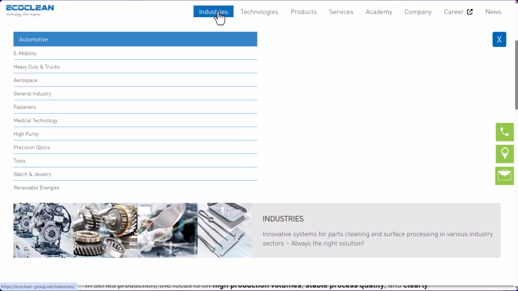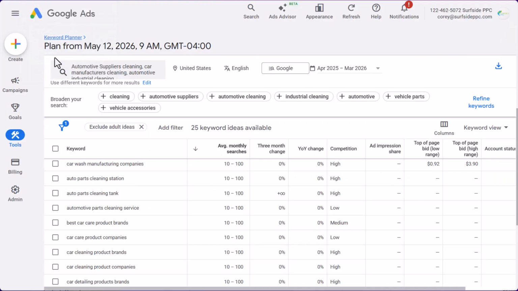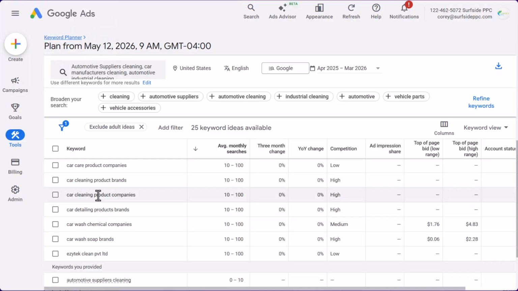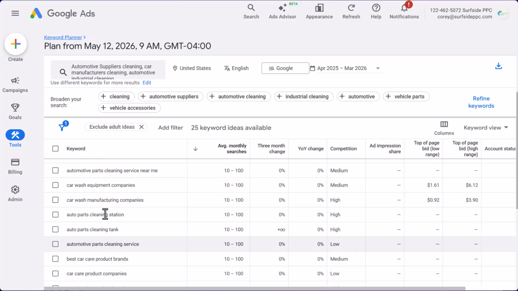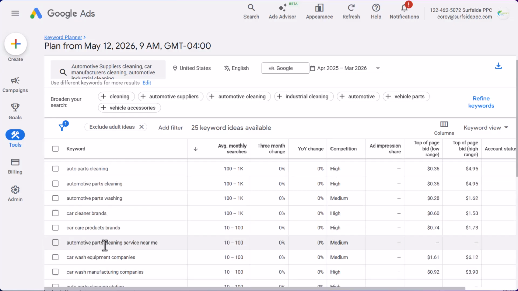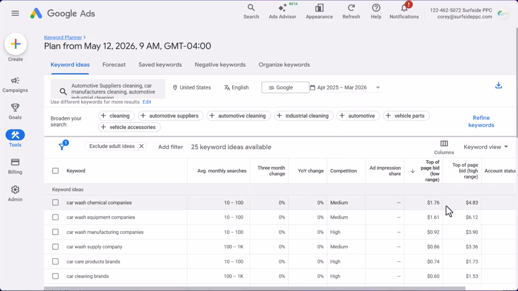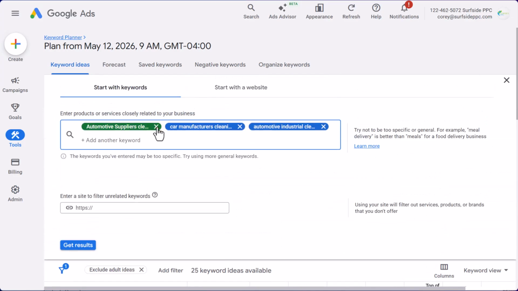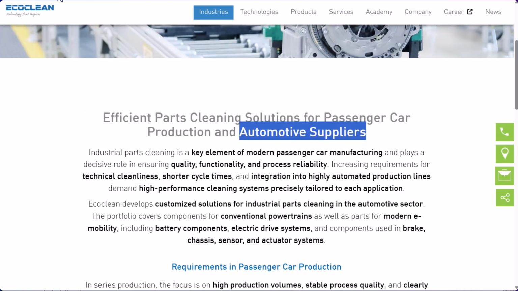But this is the hard part with keyword research at times, is they want to target parts cleaning solutions for automotive suppliers. And a lot of these are really car cleaning product companies, car cleaning product brands, automotive parts, car wash manufacturing. Yeah, none of these are really that good of keywords. And maybe if we look at the top car wash chemical companies, car wash equipment companies, possible, but these look like they're related specifically to car washes. So maybe I'm just not searching the right for this one, but this might be one where there's just not good keyword suggestions for this specific thing.